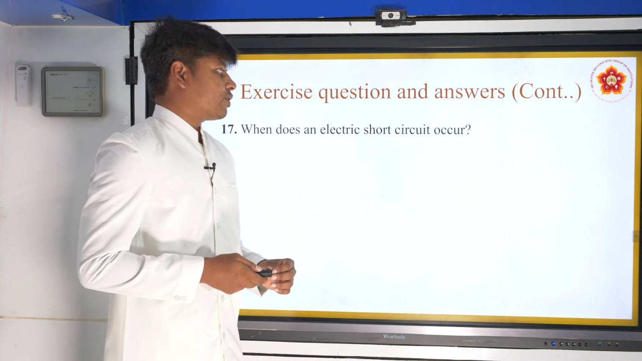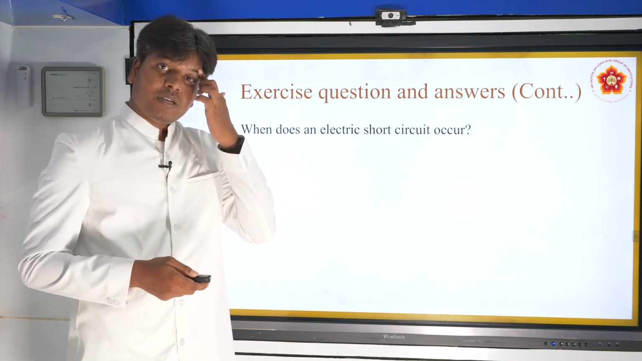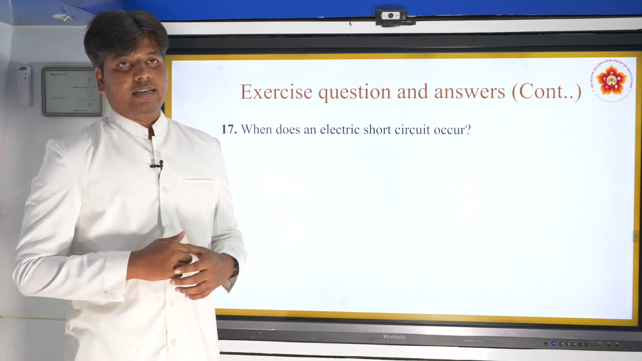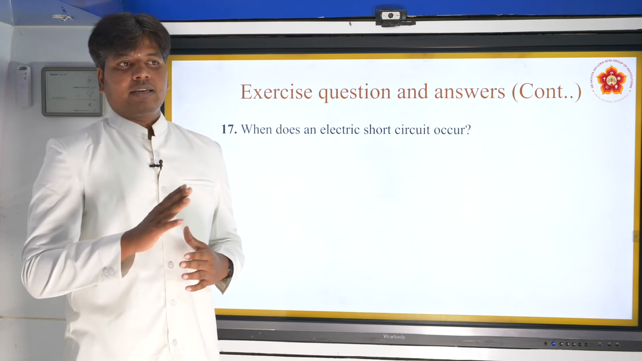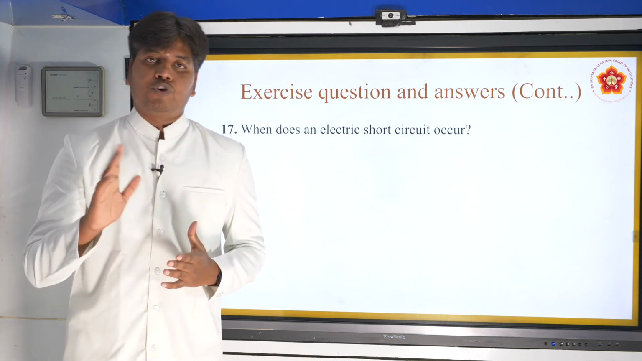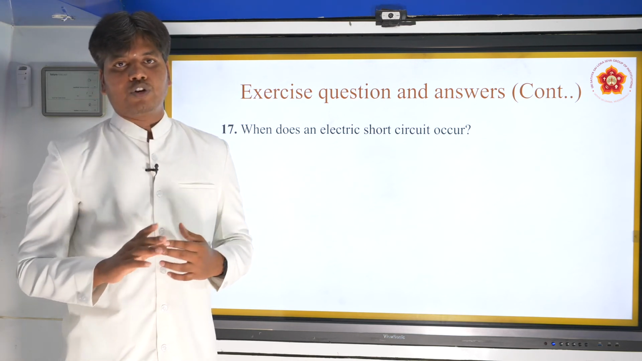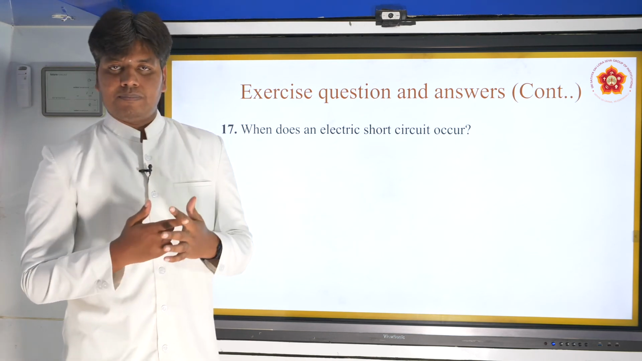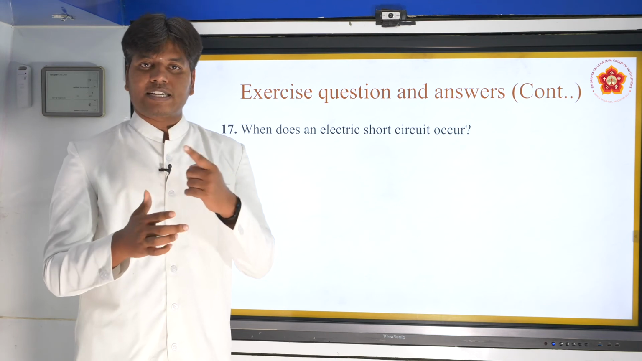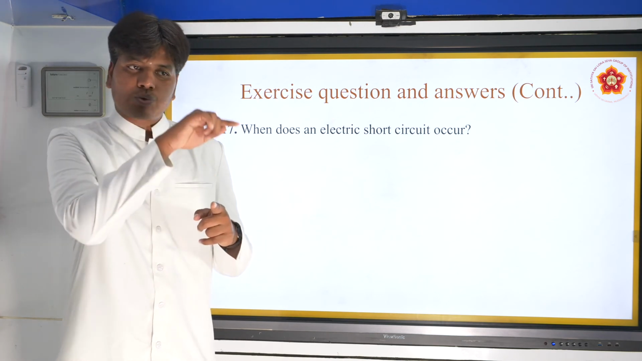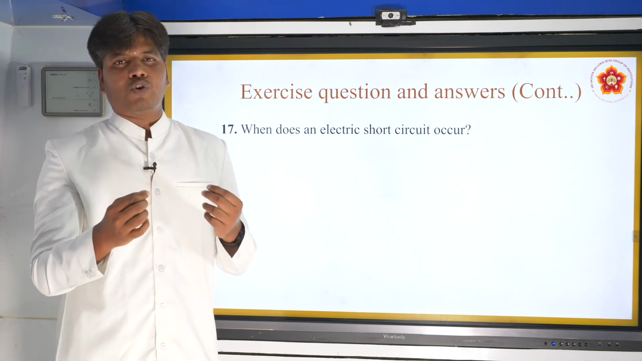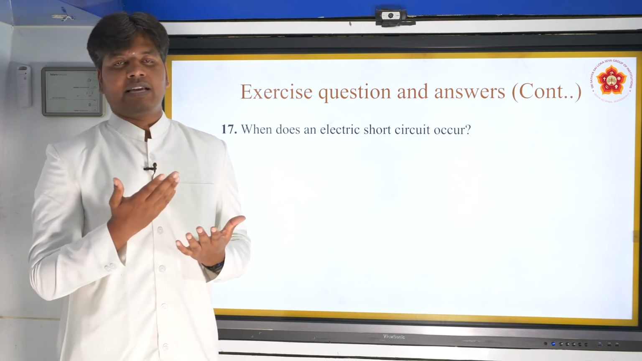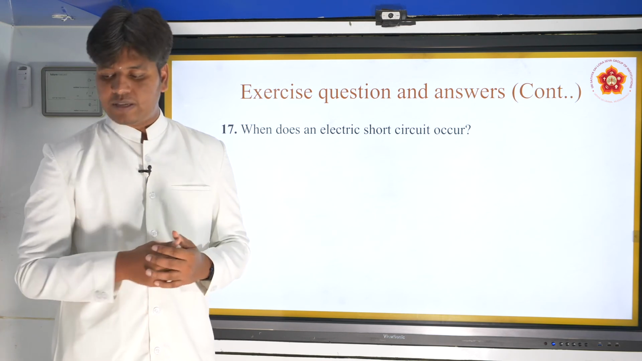When does an electric short circuit occur? We studied in the overloading part that short circuit is one of the types of overloading, right? Because when the neutral wire and live wire get mixed by mistake, or due to overloading they melt and get mixed, what happens? Current goes through that low resistance path, so the wire offers very low resistance, and hundreds of amps will be generated in a short span of time.